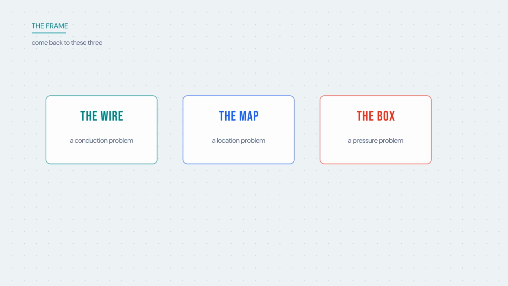So here is the frame for the entire course. Every neurologic disease is the wire failing to carry a signal, the map losing a specific function, or pressure rising inside a closed box. That is it. A conduction problem, a location problem, or a pressure problem. When a chapter stops making sense, come back to these 3.